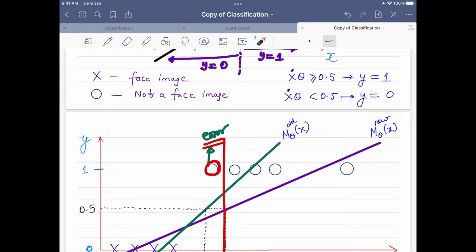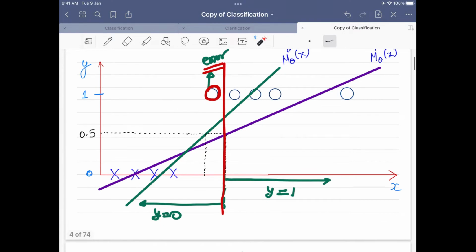So this type of approach is not valid. Any questions here related to what I have explained? Am I audible to all of you?